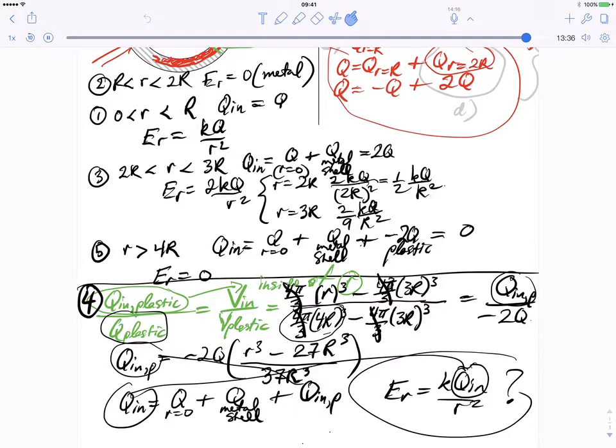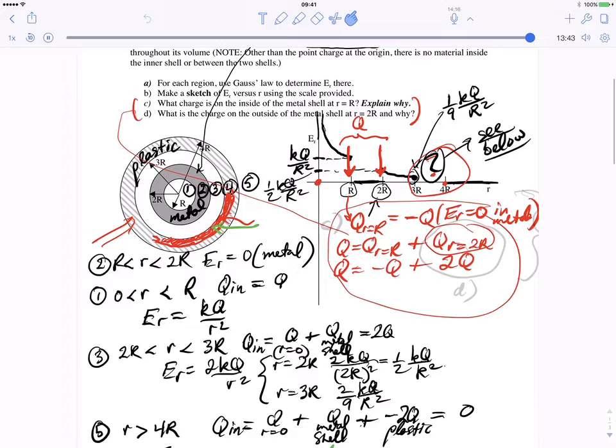And we're done, right? We have plotted out the field in all 5 regions. We have determined what it is at the endpoints of the regions, right? At little r equals big R, twice big R, and 3R. And we have determined in C and D here, I guess that's C, and this would be D right there, how much charge is on the inner and the outer surfaces of the metal shell.